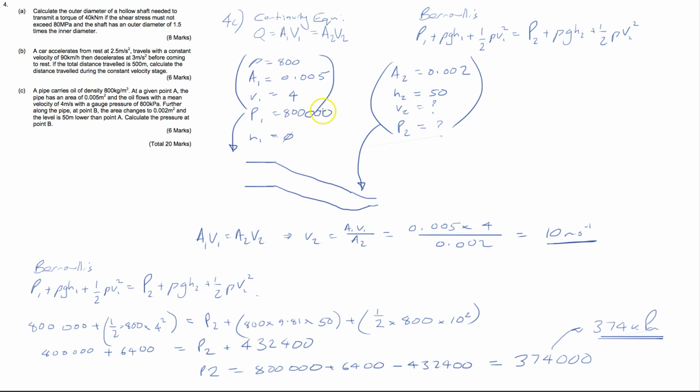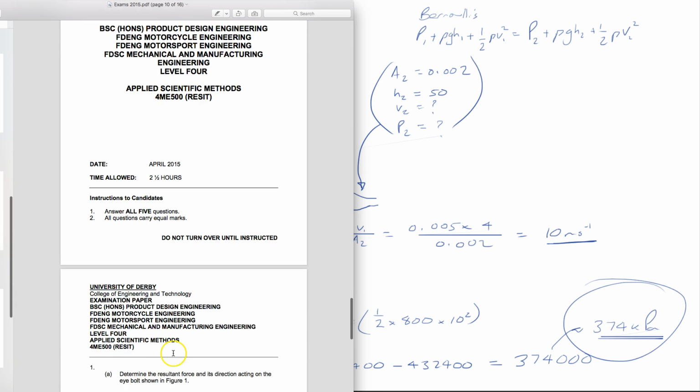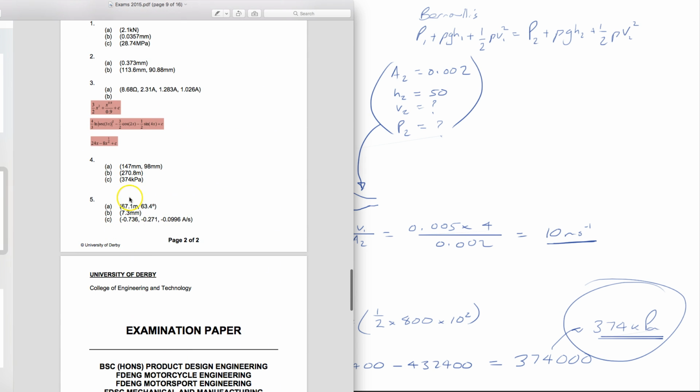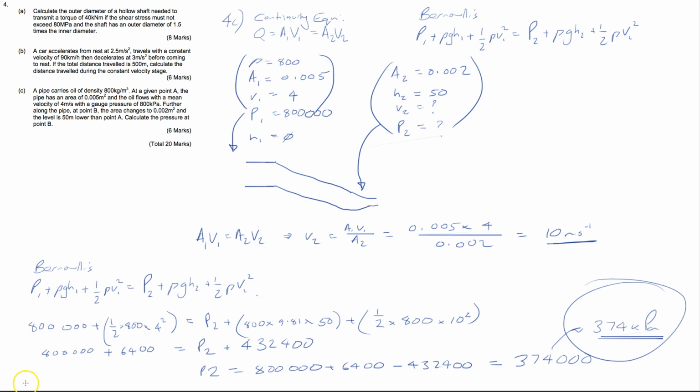So we've had a pressure drop across it, which makes sense. We increased the velocity, but we've had a pressure drop. Okay, let's check our answer. 374 kilopascals. 374 kilopascals, happy days. On to question 5.